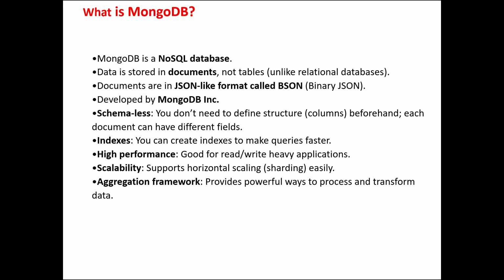Then high performance. Basically MongoDB is used for heavy applications, for example our day to day examples like WhatsApp and Zomato. These apps are using MongoDB as a database. Next is scalability. It supports horizontal scaling, so we can shard the data easily. Next, the aggregation framework. Generally aggregation means purposes like mean, median. It is a powerful way to process and transform your data.